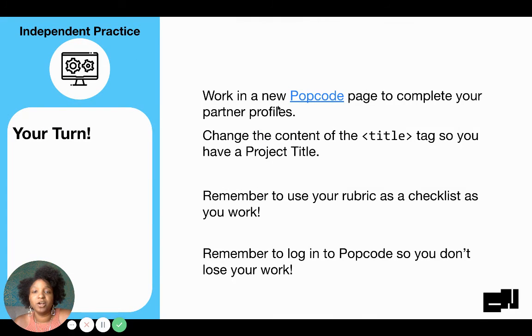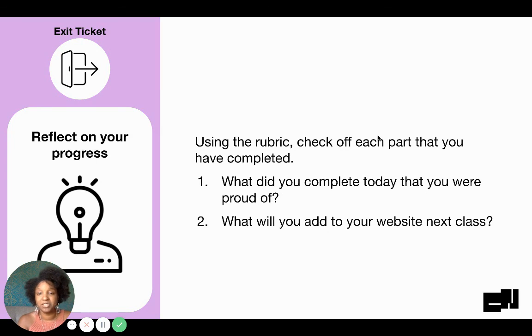Now, work in a brand new pop code. You're going to change the content of the title. So instead of title, you're going to put your projects. Remember, you name it so that you know how to come back to it. And the rest of your time today, you are going to work on it and then answer these two questions, or reflect on them rather. Where did you complete today and what do you still need to do?